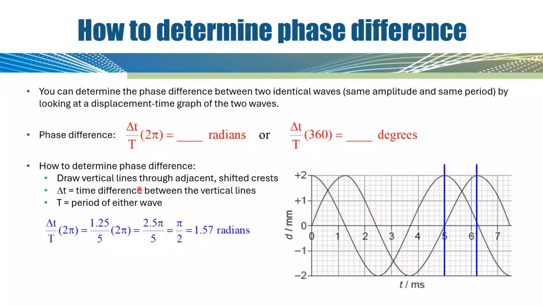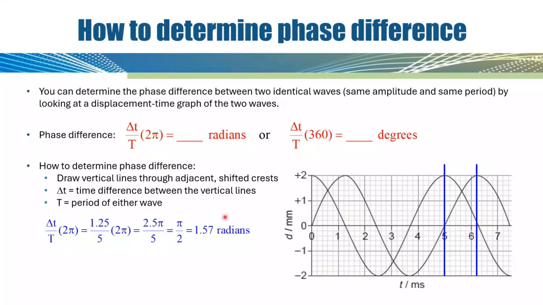And then I multiply by 2 pi. So 1.25 times 2 gives me 2.5 over 5. So I could say that the phase difference is pi over 2 radians. That would be reporting my answer in terms of pi. It's also appropriate to multiply that out, and then I would get 1.57 radians.